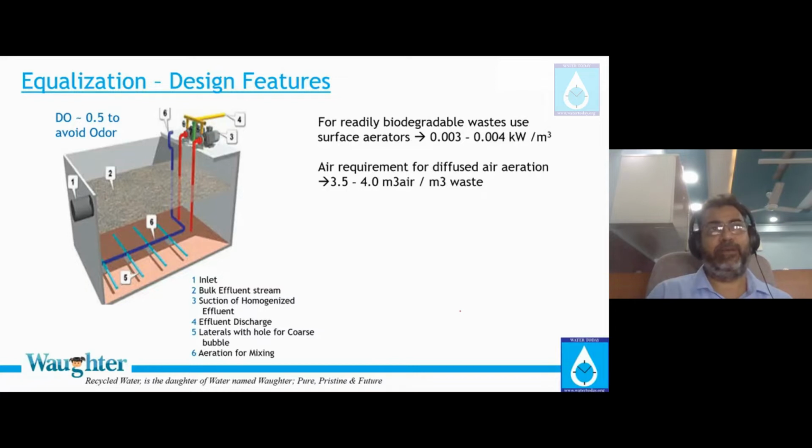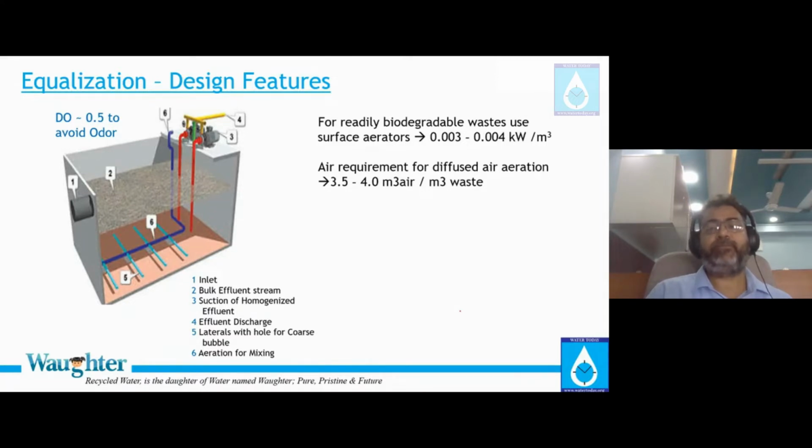We don't know why it happens, so that does not mean we start taking it into account. Biologically, these are not biological equipments. The design feature of the equalization tank for readily biodegradable wastewater: you use surface aerators, 0.003 to 0.4 kilowatt energy per cubic meter.